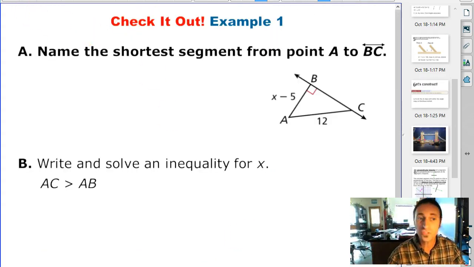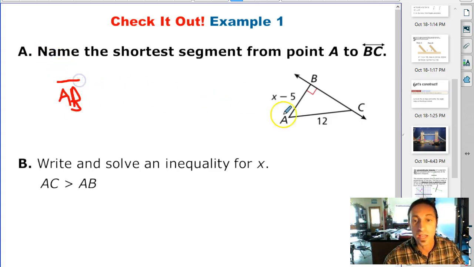Okay, so when it says name the shortest segment from point A to BC, let me ask Thomas here. Thomas, what color do you want? You want to do red? Okay, we're back to red. What is the shortest segment from A? Remember, A is just a point to BC. Well, the shortest segment would be AB. And I'm trying to write left-handed with a mouse. Oh man, that's just brutal. But I think you get the idea. The shortest segment, because it is perpendicular to BC, is that one. Okay?